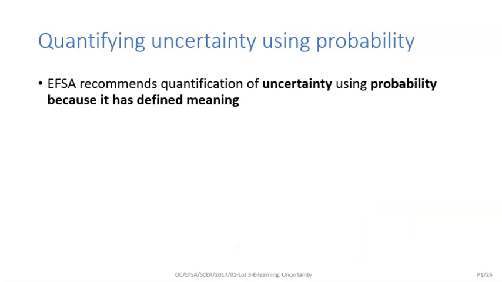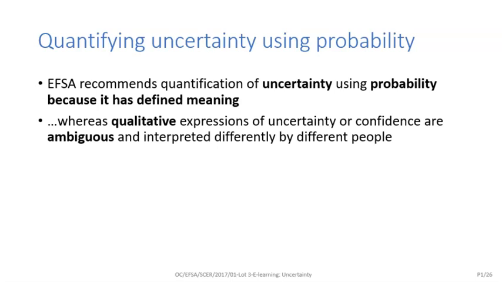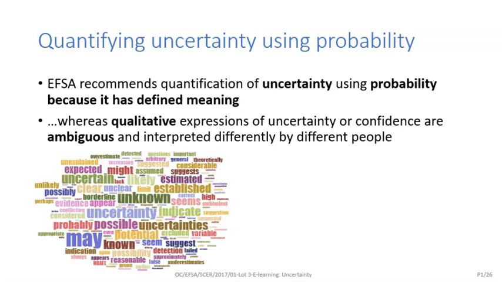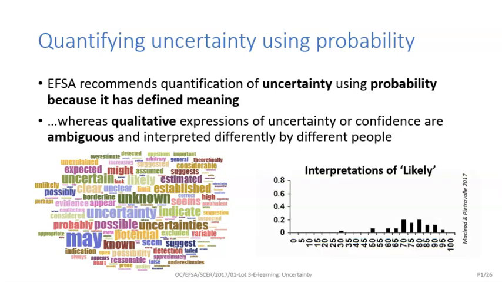So EFSA recommends using probability because it has defined meaning, whereas qualitative expressions of uncertainty or confidence are ambiguous and interpreted differently by different people. A massive variety of words is used to express uncertainty in everyday language, but almost all of them are ambiguous. For example, if you ask a group of people what probability they associate with the word likely, you will normally get responses ranging from around 50% up to over 90%. In the study shown here, it was a group of plant health risk assessors.